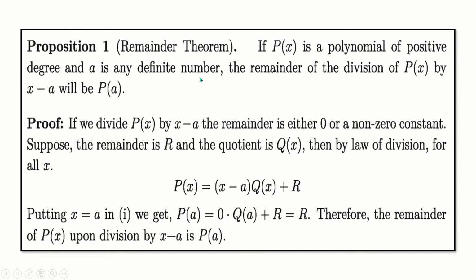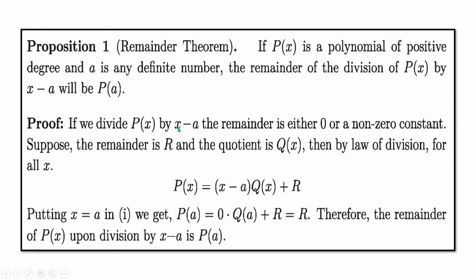Remember the theorem. Here, p of x is a polynomial of positive degree and a is any fixed or definite number or constant. The remainder of the division of p of x by x minus a will be p of a.